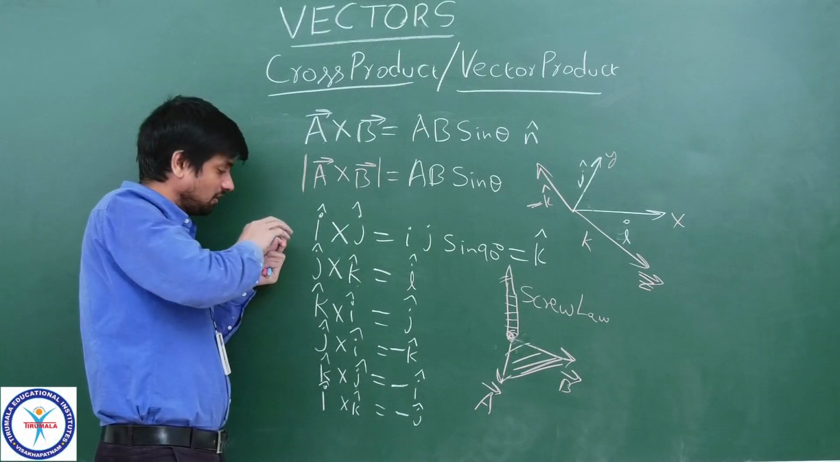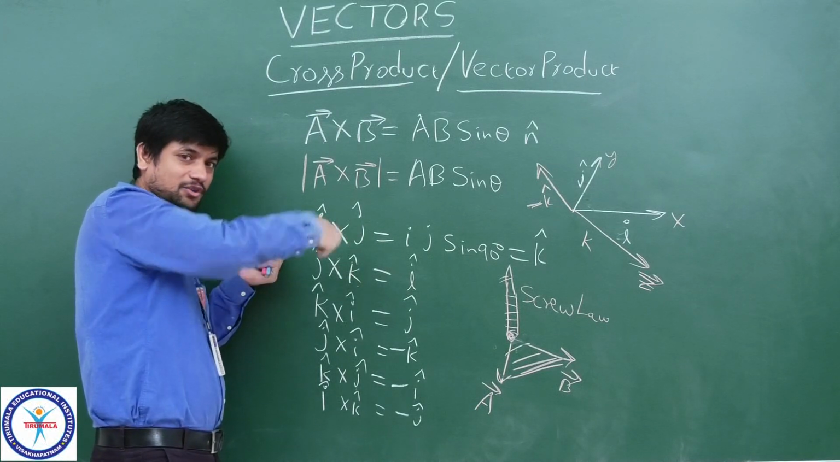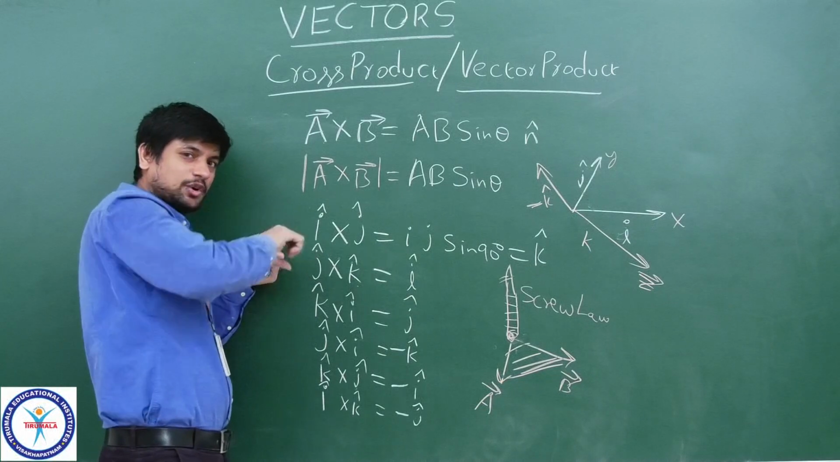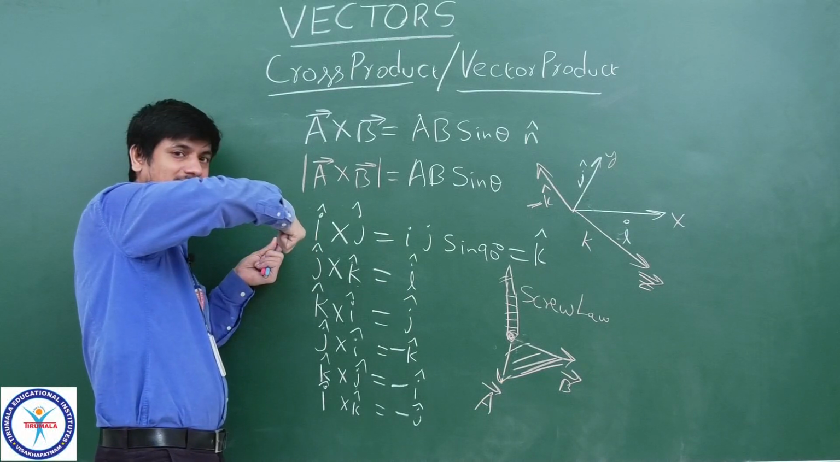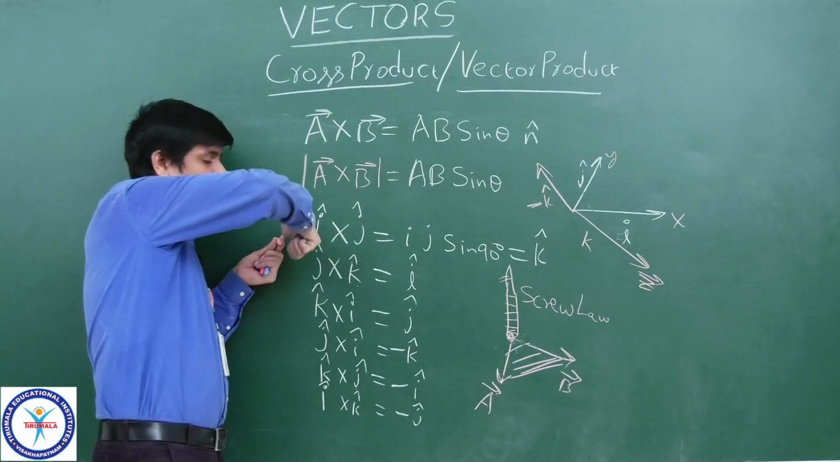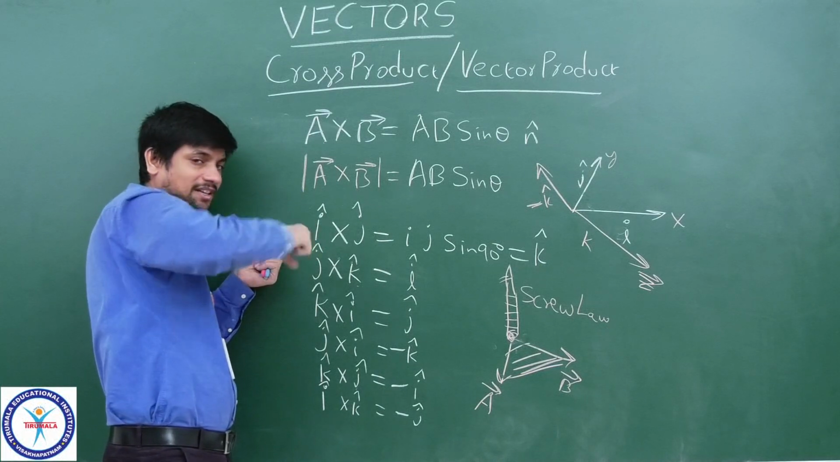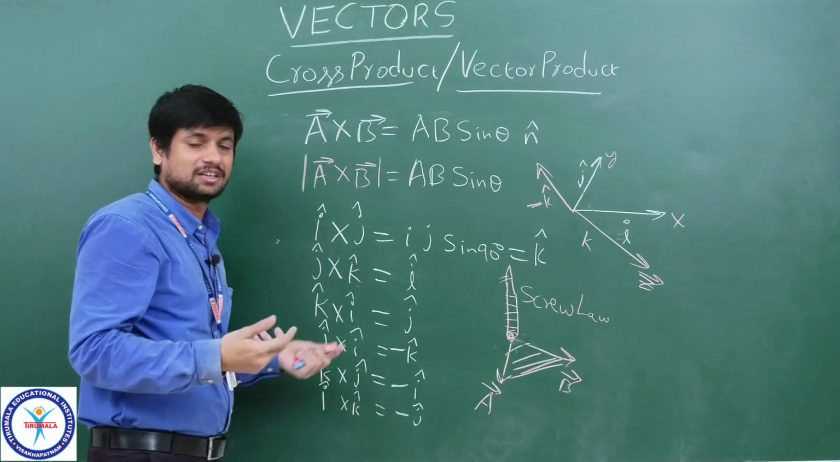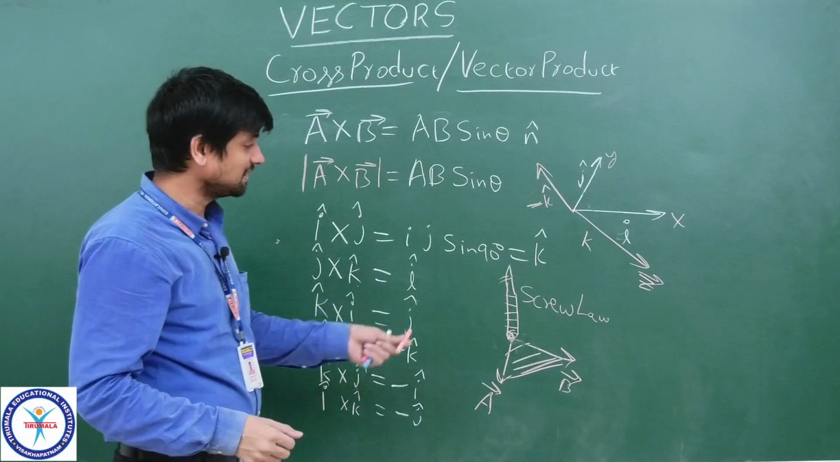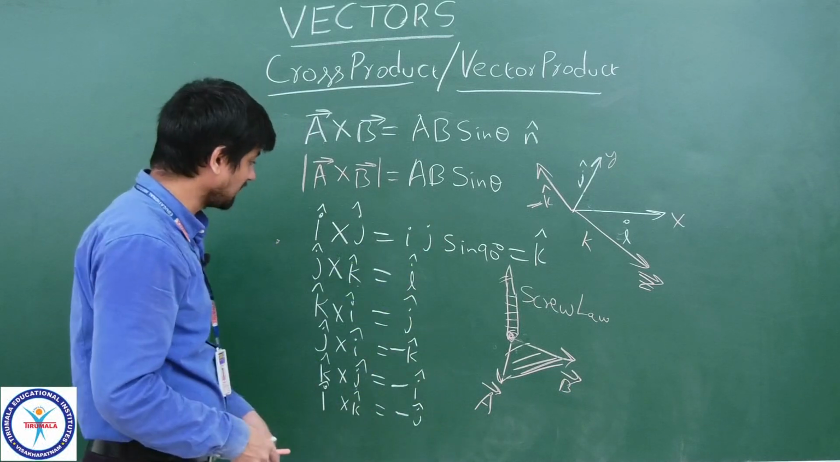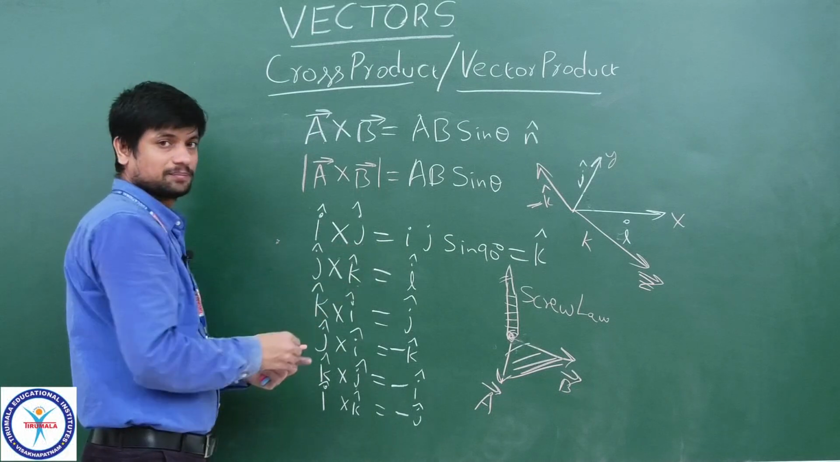What do you observe, children? You apply and you are curling, right? You are curling. So open your finger, the thumb shows inside. You are curling, inside. So, in that way, by applying the right hand screw law, we can obtain i cross j.